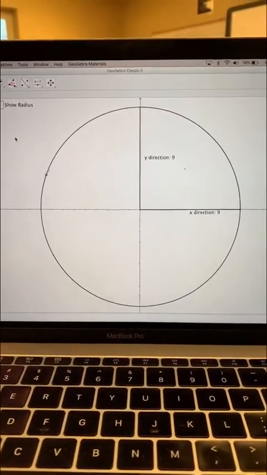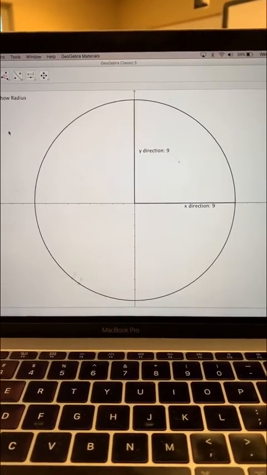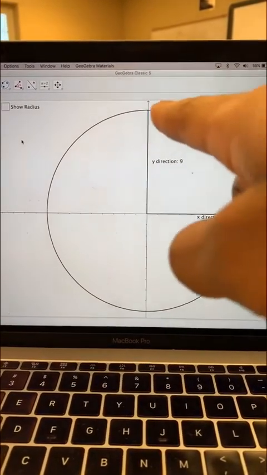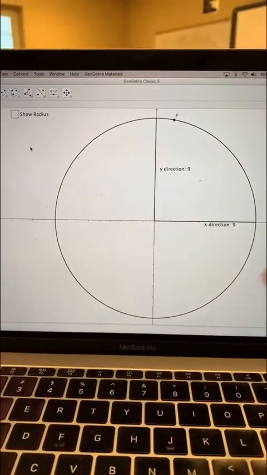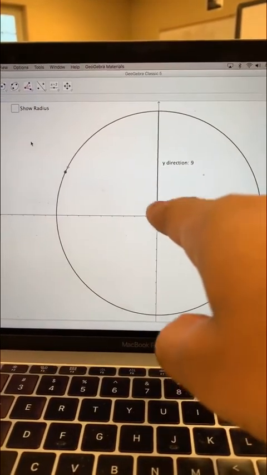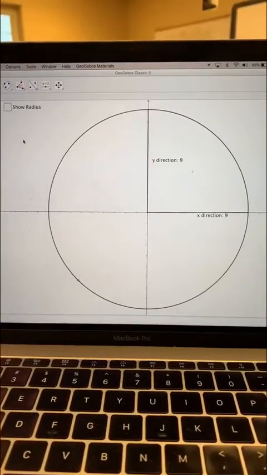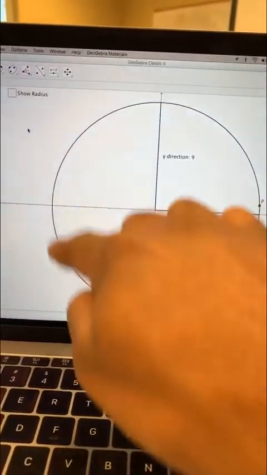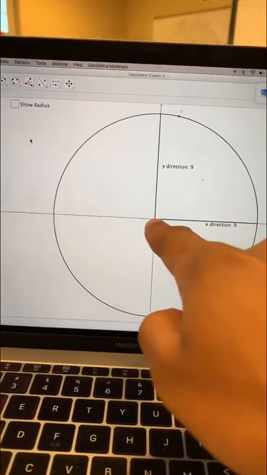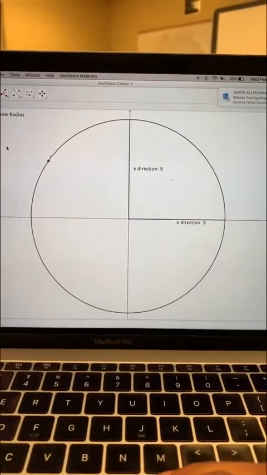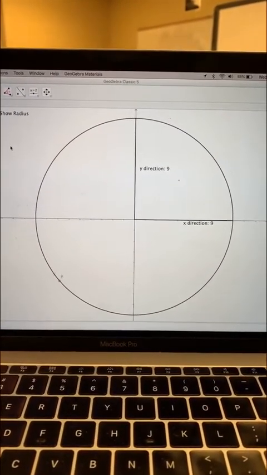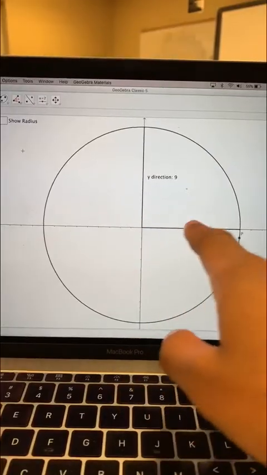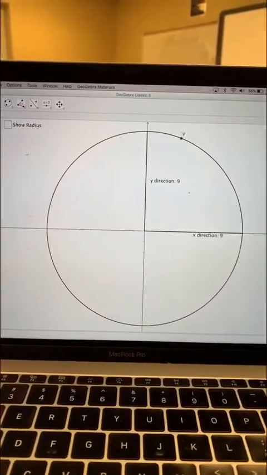What makes a circle so special is that every point on this circle is the same distance from the center of the circle. That's pretty much how it is explained. Every point on this circle is the same distance away from this point in the middle. If I go from the center of the circle to where this point is, we call that a radius.